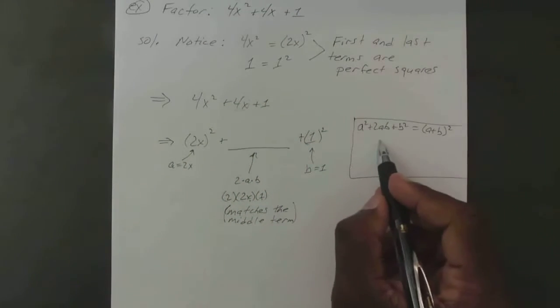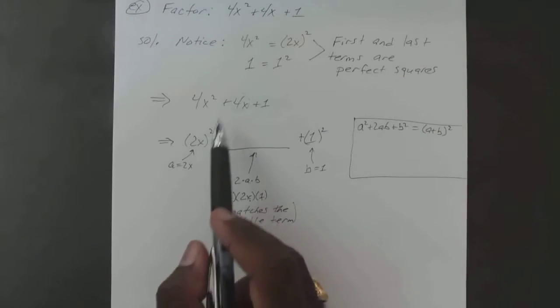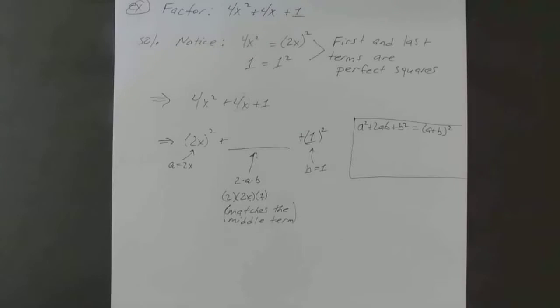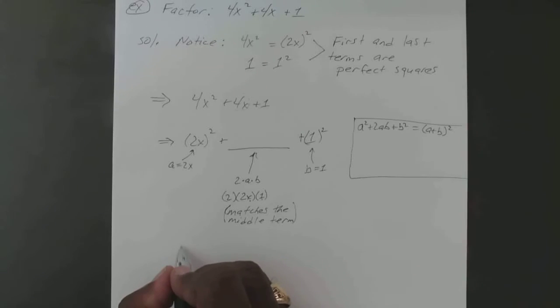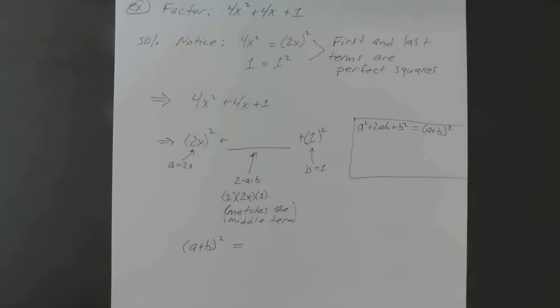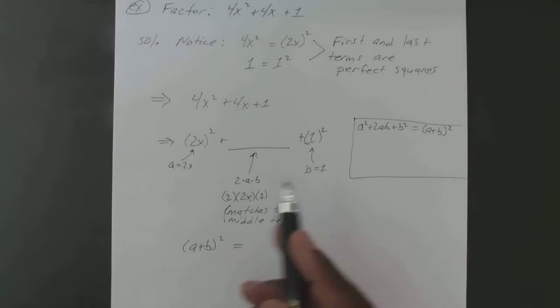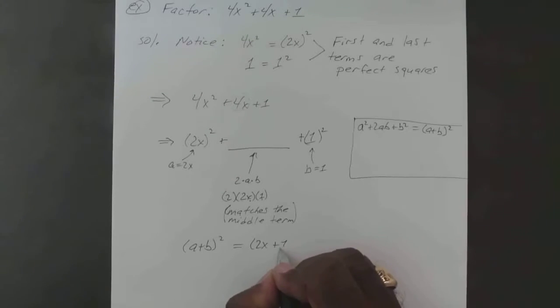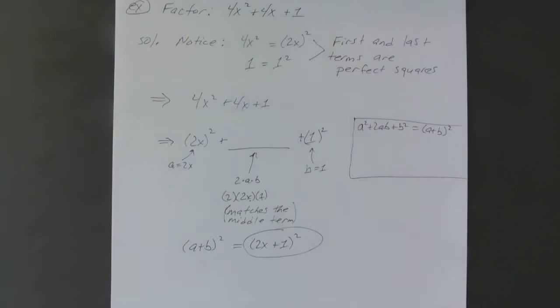Okay, so now that we know it matches, that means all we have to do, instead of doing all the factoring and everything else, we just plug it into a plus b squared. Okay, so that gives us a plus b squared is just our a, which is 2x, plus b, which is plus 1, squared. And that's our answer. All right, any questions on that one?